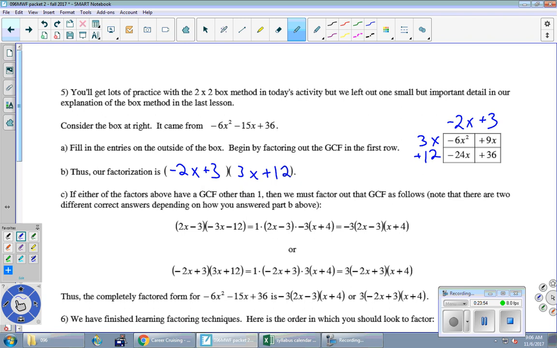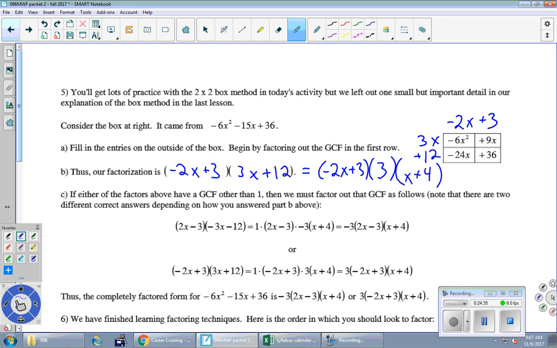Okay, so the question is, are we done? Now, normally, once you finish the big 2x2 box factoring process, you're done. It's all completed. But in this case, one of these things in the parentheses can be factored farther. Negative 2x plus 3 you can't do anything with. But what goes into both 3x and positive 12? 3 goes into both. And so it is, again, our obligation to factor as far as possible. So let's write this, negative 2x plus 3. And then you factor a 3 out of the 3x plus 12 and get an x plus 4. You see that?